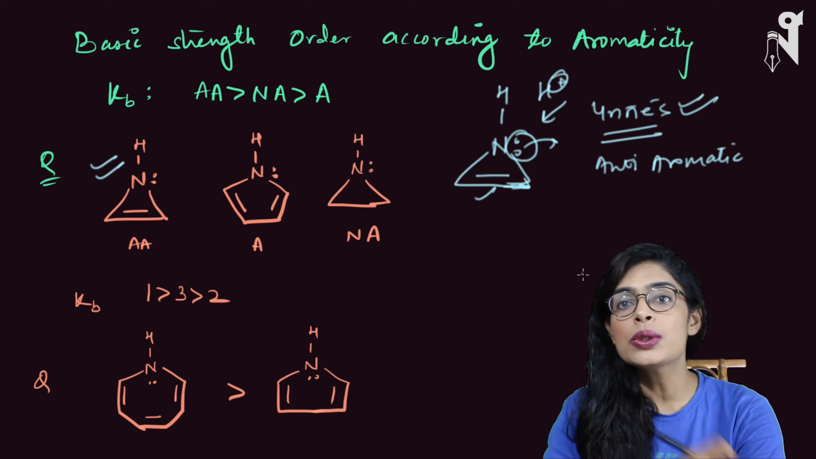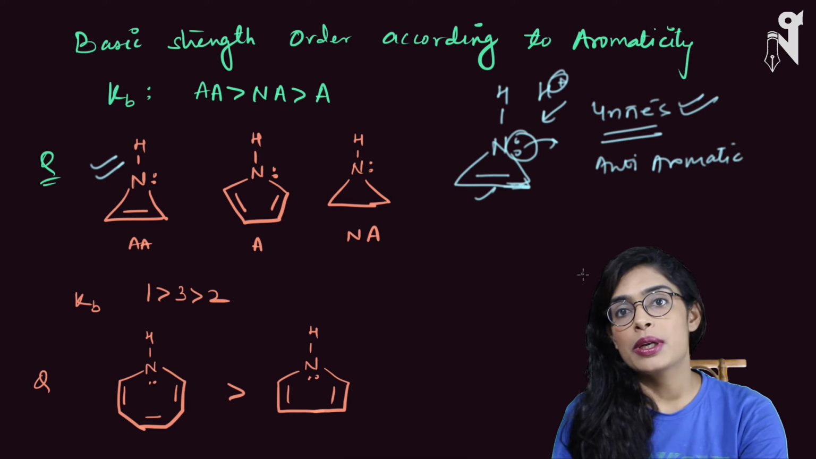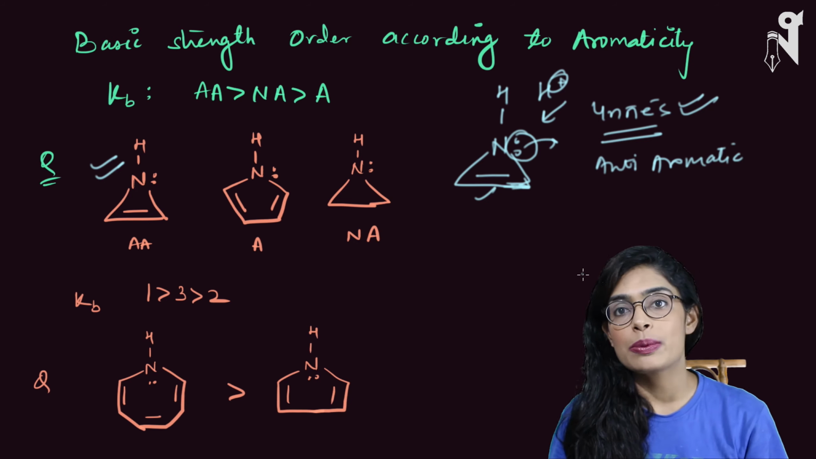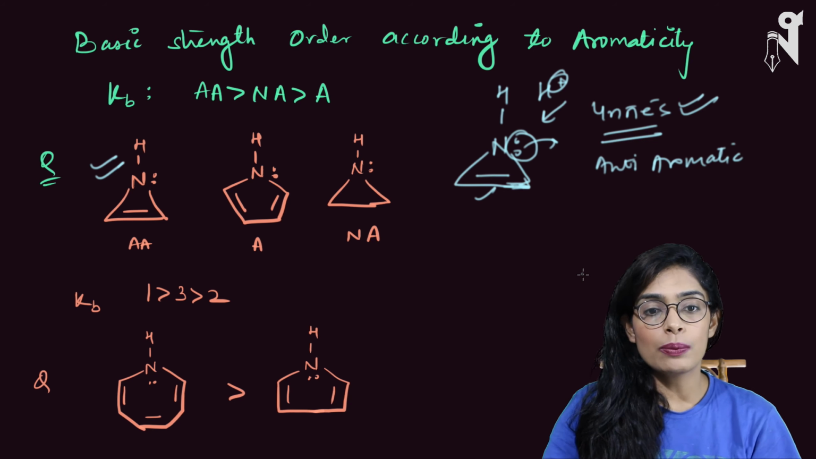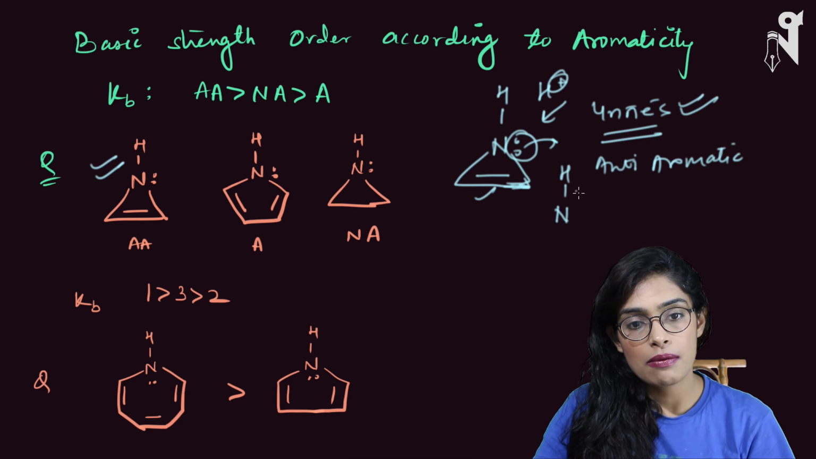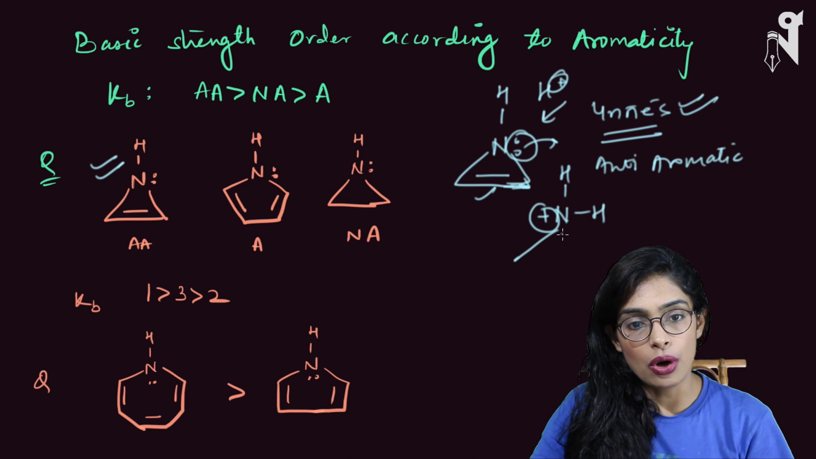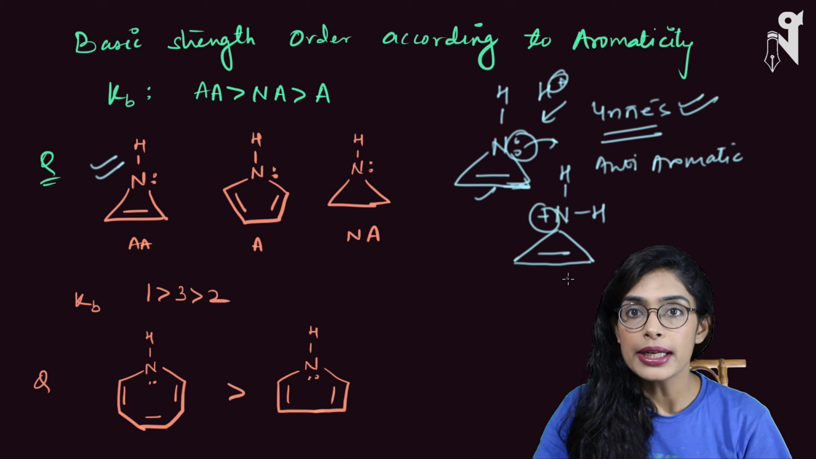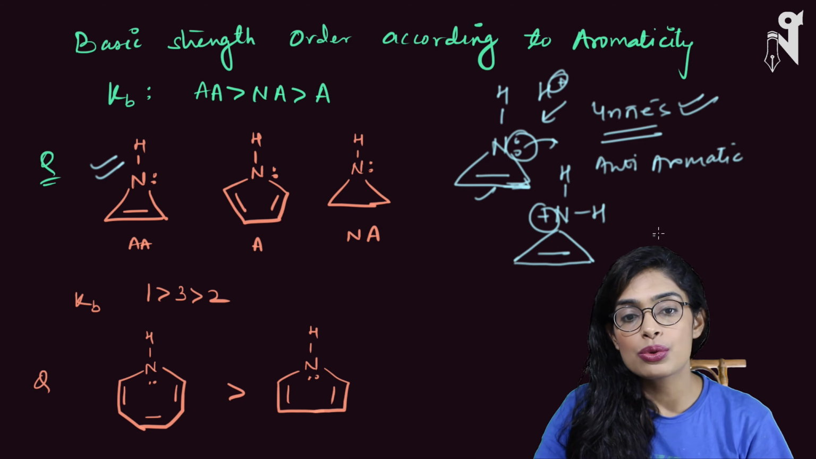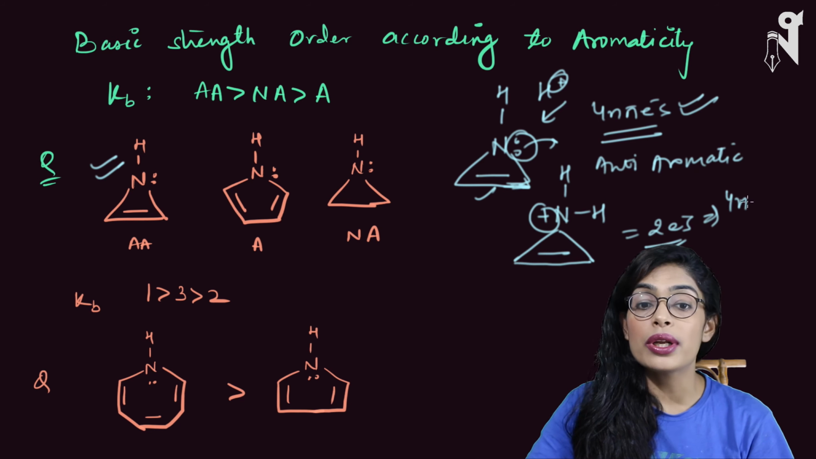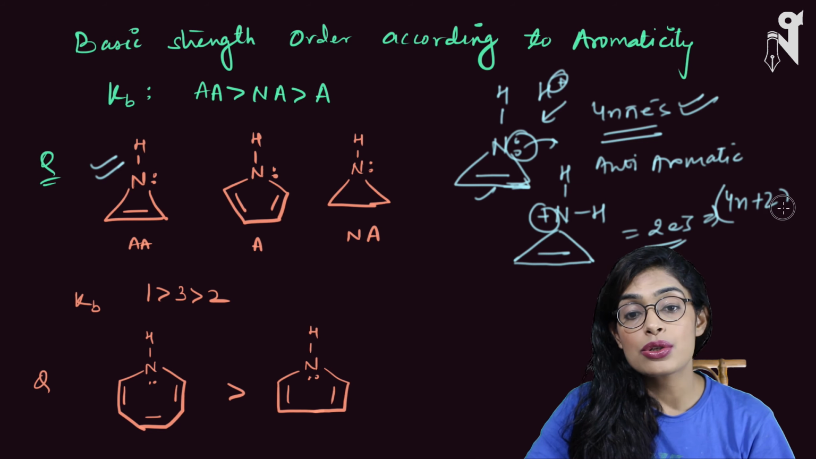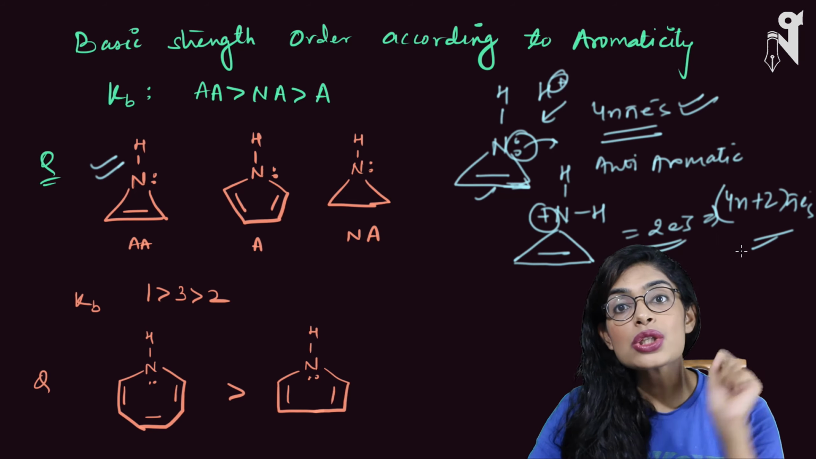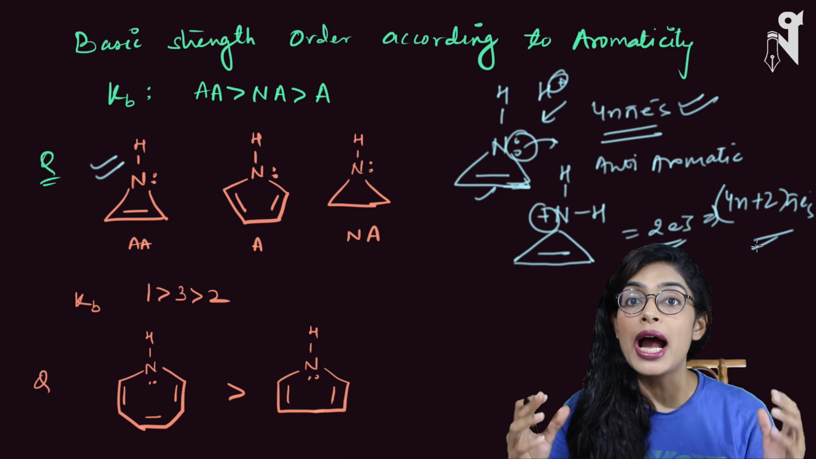So let's do it this way. Let's add H plus into this. Let's think that the pair of electrons is attracting H plus and making the bond. The molecule will look like this. The lone pair is gone. I have only one pi bond over here, correct? So one pi bond means 2 electrons. It is following the 4n plus 2 pi electrons concept. This is Huckel's rule. And from anti-aromatic, it has been converted into aromatic, which is highly stable.